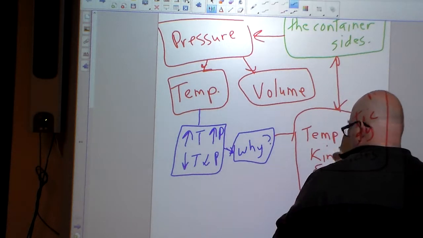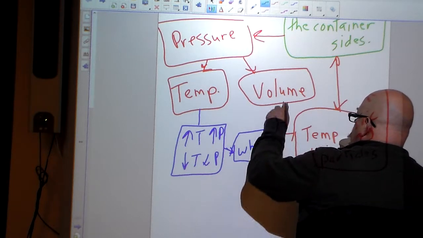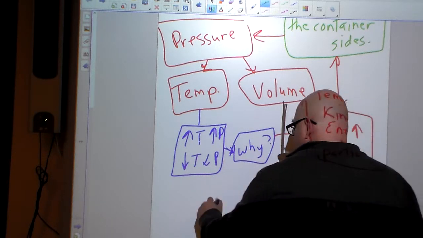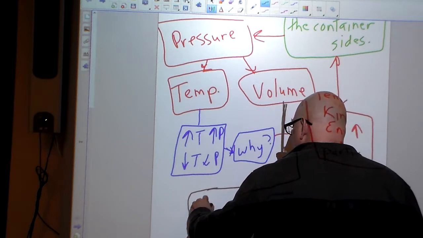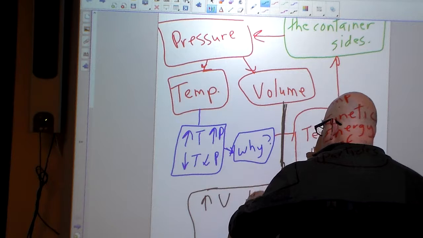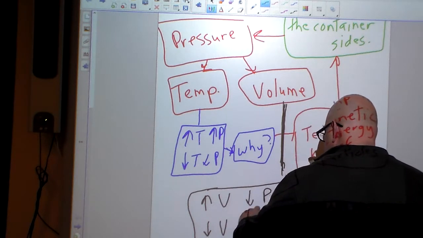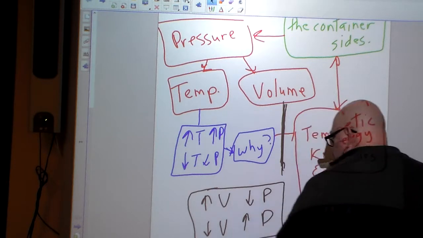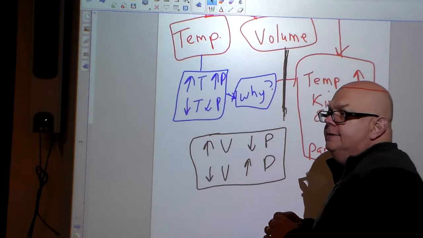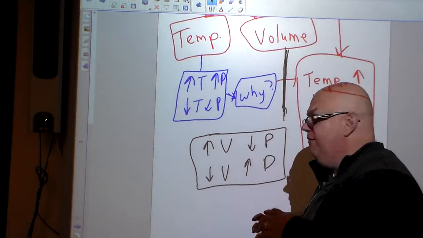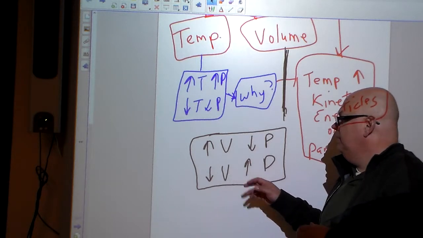Now, volume. What's going on with volume? The basic idea is, if you increase the volume, you have a decrease in pressure. Decrease the volume, you have an increase in pressure. Think about a balloon. If you blow a little bit into the balloon, you have a small volume, so there's going to be more pressure.